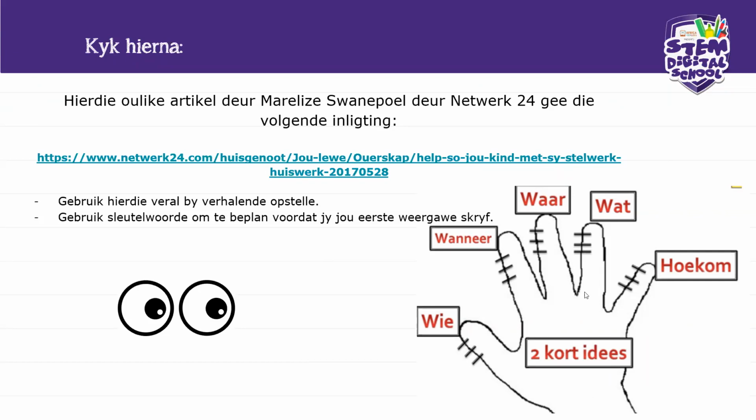So she gave Netwerk 24 this example. When you write a verhalende opstel, which is a narrative essay, you can plan it like this. This is what I said to you with the 5 W's. You put your hand there, you draw the lines of your hand, and you write, for instance, wie and wanneer and waar and wat. Nee? So you actually plan your essay this way.